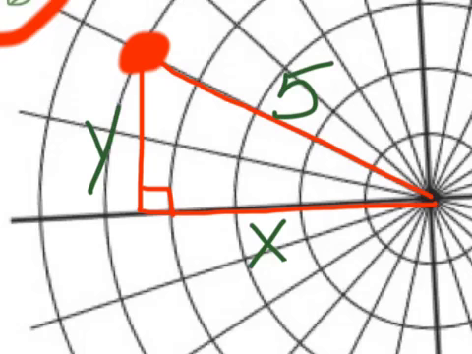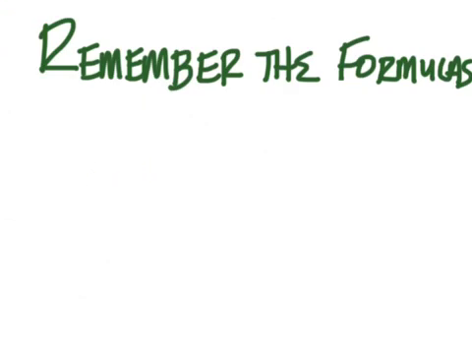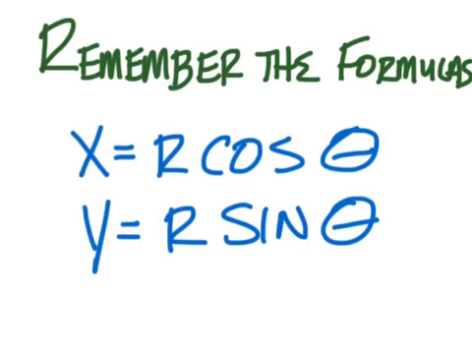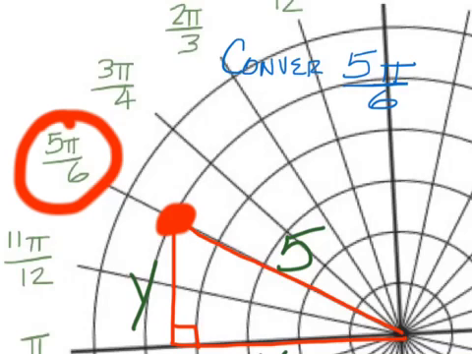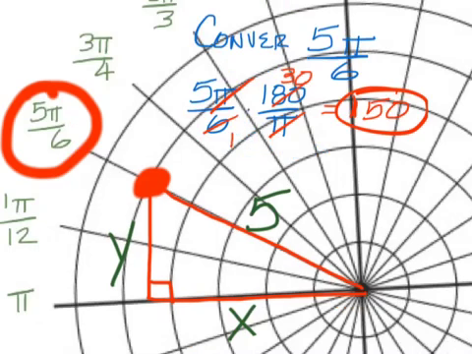5 is the radius, that's r. Y is up and down, x is left and right. Remember the formulas. r cosine theta for x and r sine theta for y. 5 pi over 6, we must do what? Convert, which has a t on the end of it. So 5 pi over 6 times 180 over pi. The pi's cancel out, and you're left with 150 degrees.